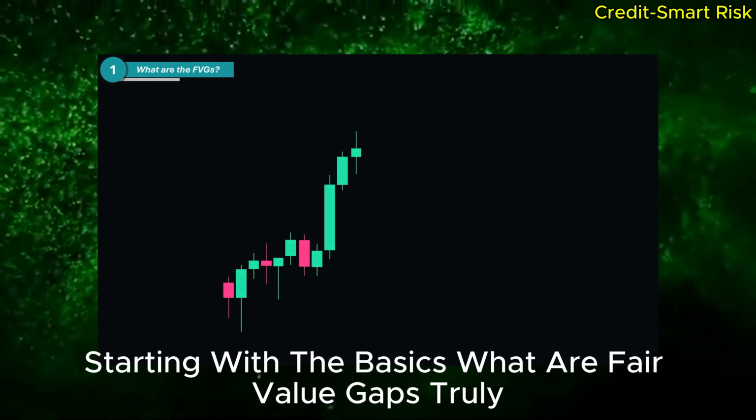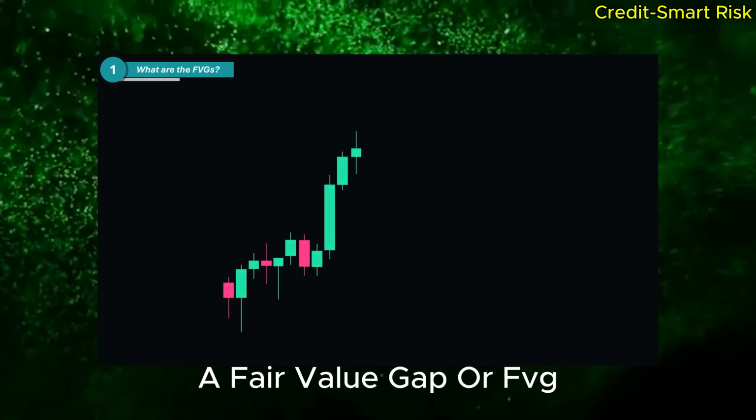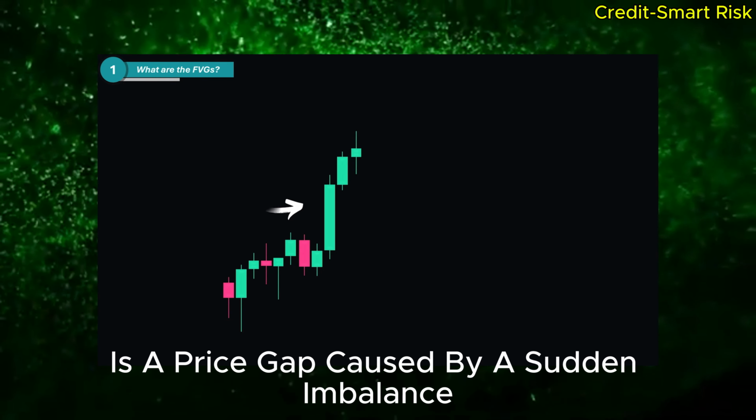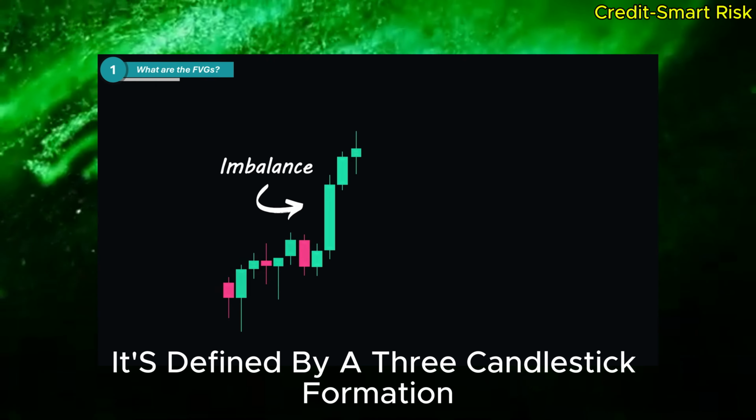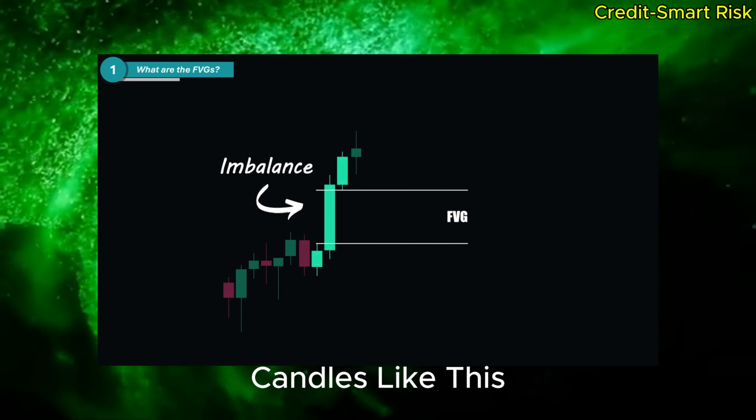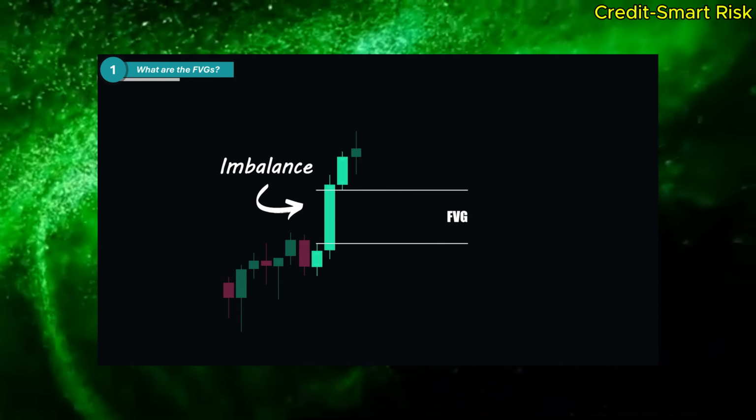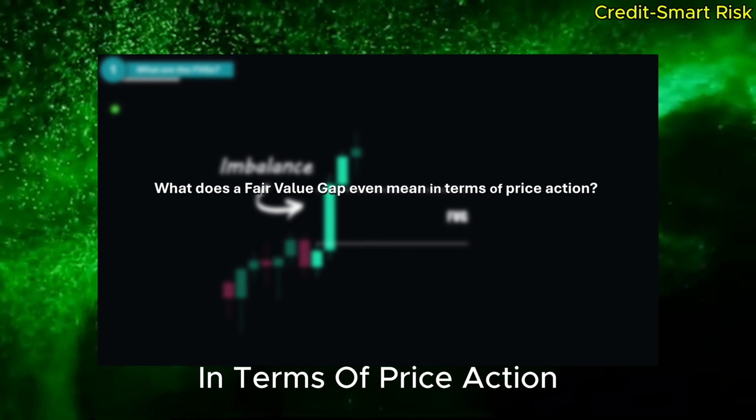Starting with the basics, what are fair value gaps truly? A fair value gap, or FVG, is a price gap caused by a sudden imbalance between the strength of buyers and sellers. It's defined by a 3-candlestick formation where we have a gap between the wicks of 3 consecutive candles like this.